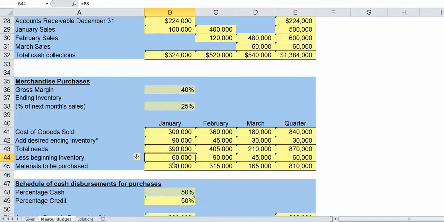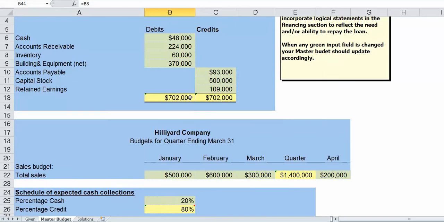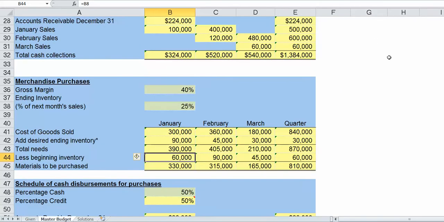Our beginning inventory, that's given, and that will be up in our trial balance. So it might not be 25% of January sales. Again, the beginning inventory, pick it up from the trial balance.